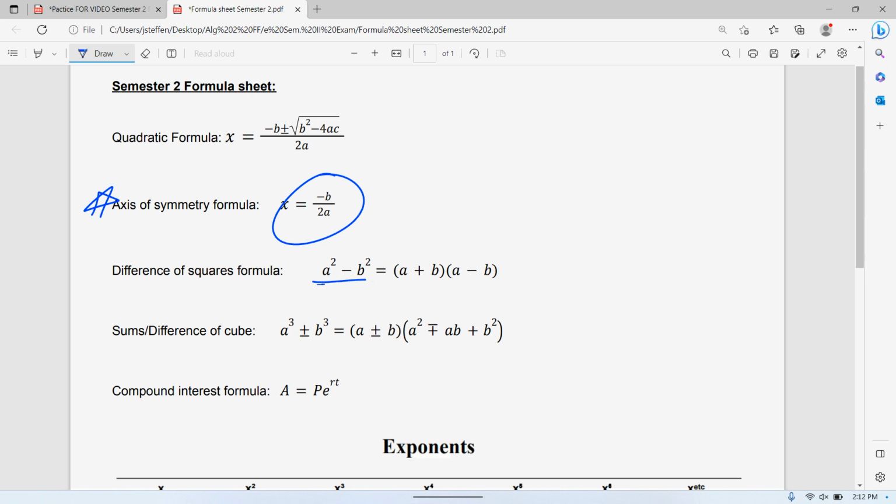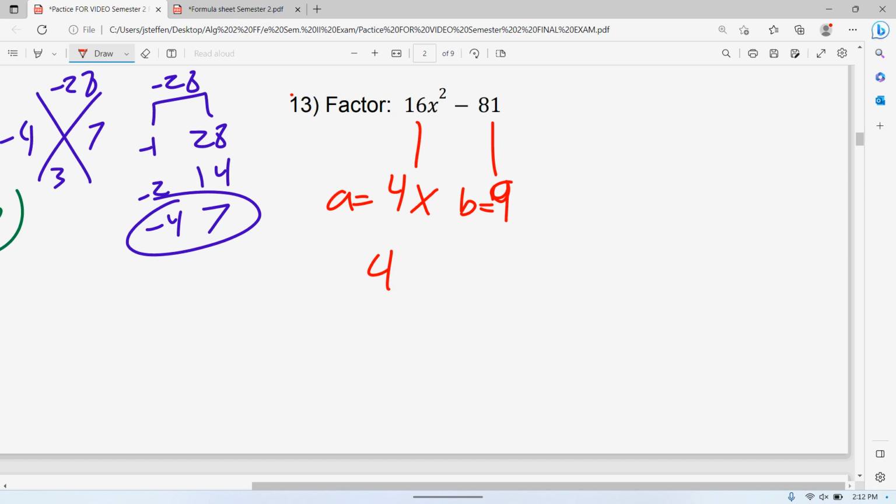Your a and your b, then you use this part of the equation. 4x plus 9 and 4x minus 9. You could have had the plus or minus in the other order. You could have made this one minus, this one plus. Doesn't make any difference. But the 4x does have to come first.